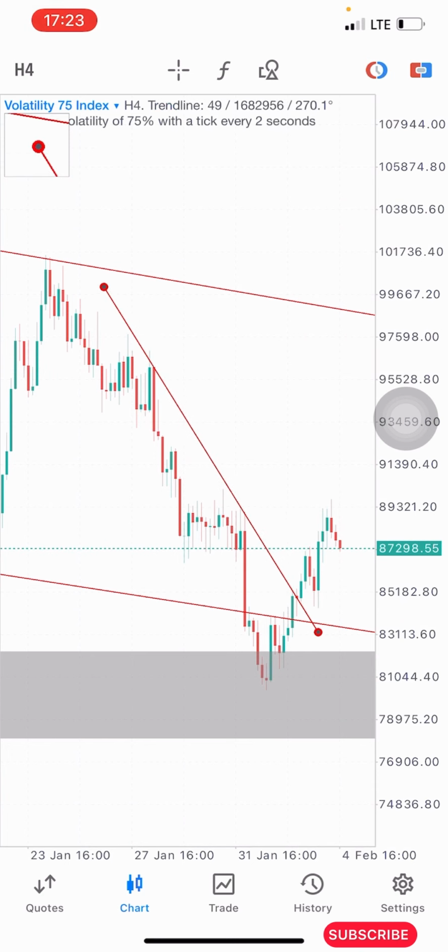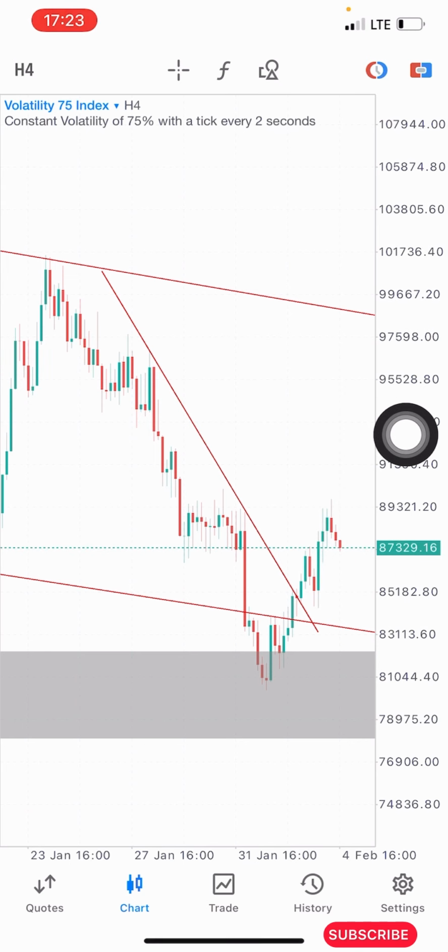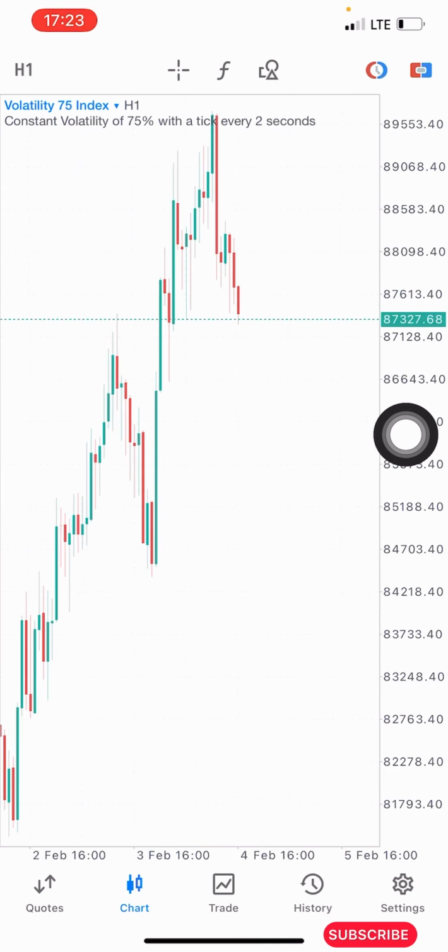With this, I know what happened. Price came here, broke above this trend line, found retest here. It bounced, retested, and you can see that it's heading up. Now I'll step down to the 1 hour time frame.